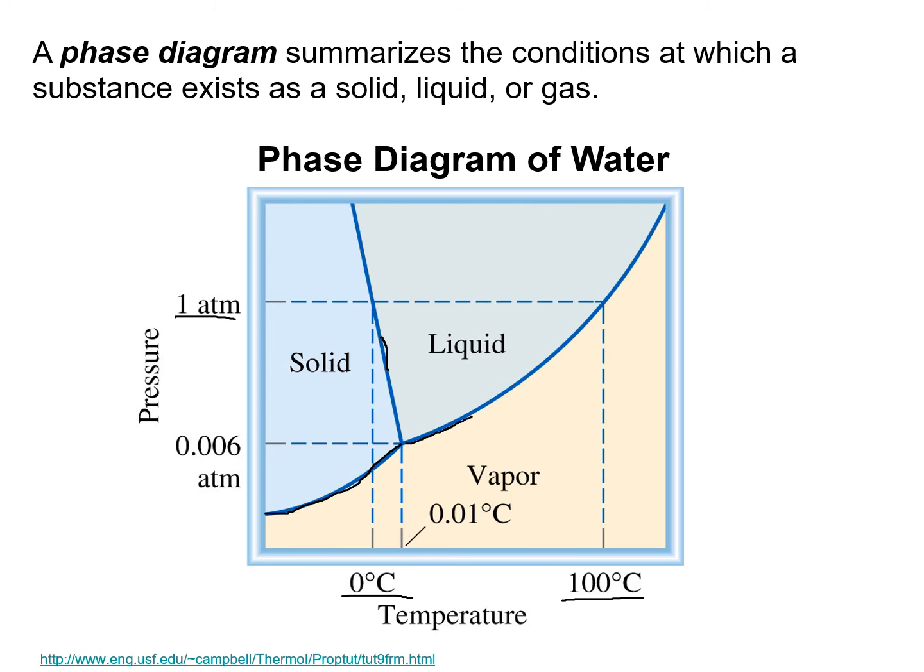There is a point at which these three lines intersect, and that is called the triple point. And at this point, all three phases are at equilibrium with one another. Okay.